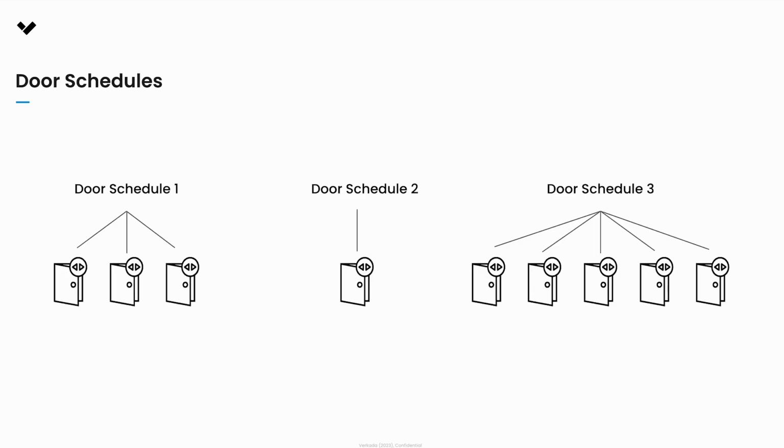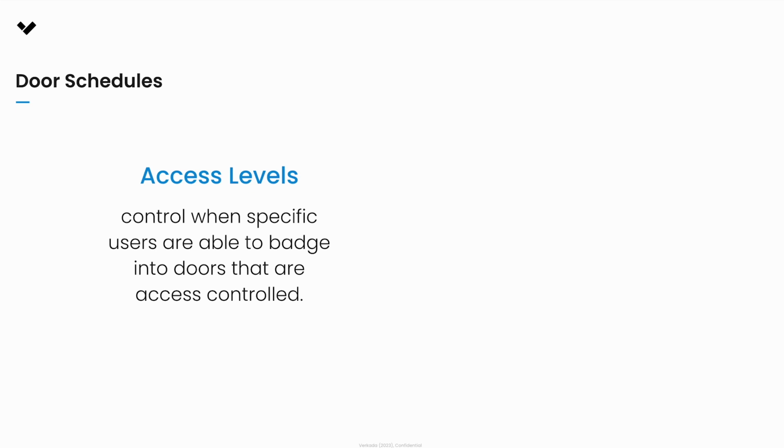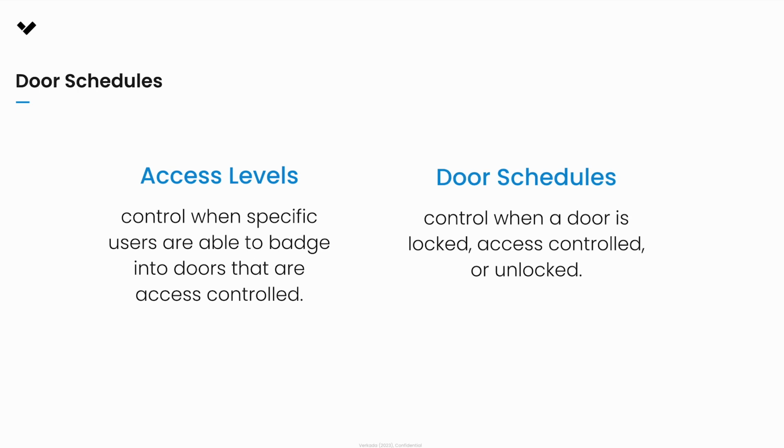A single door schedule can map to many doors, but each door has exactly one door schedule. To reiterate, access levels control the times of day when users are able to badge into doors that are access controlled. Door schedules control the state of the door, such as unlocked or access controlled at different times of day.